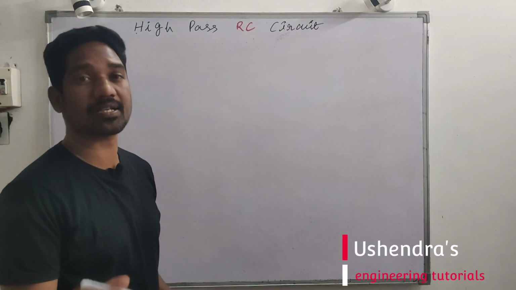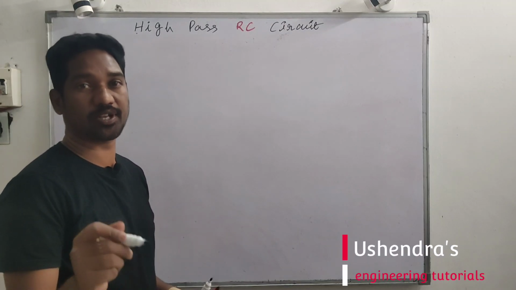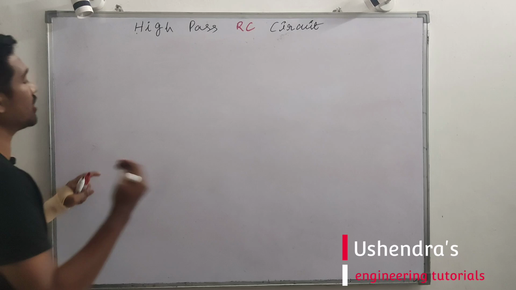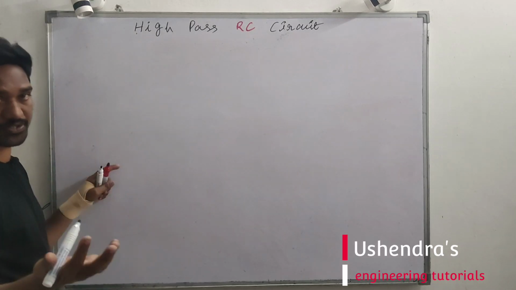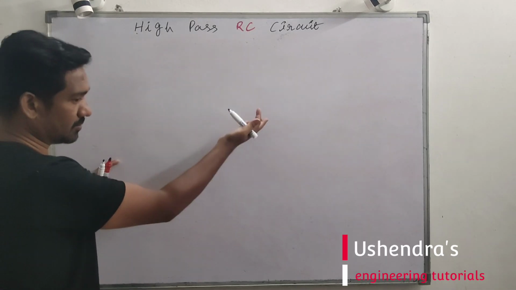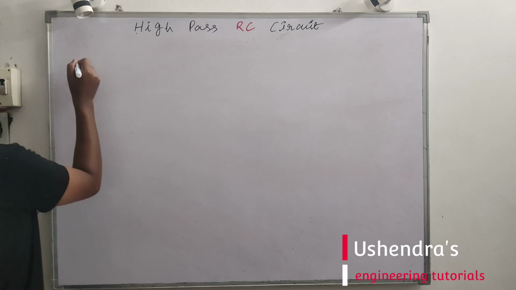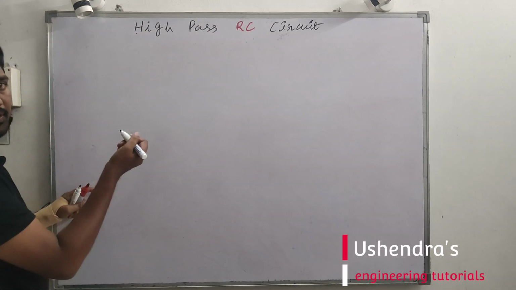Response of a high pass RC network for an exponential input, and the question is, where do we get that exponential input first of all? So we need to have the mathematical expression for that. Where do we get that exponential waveform?